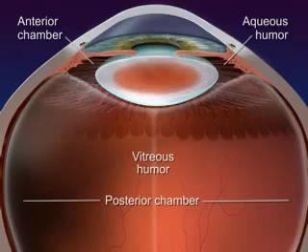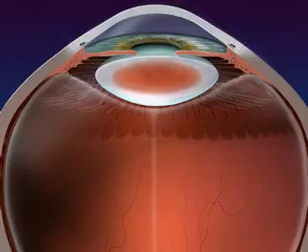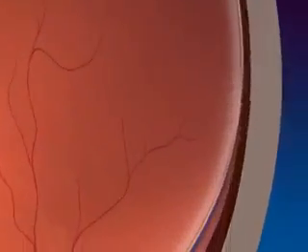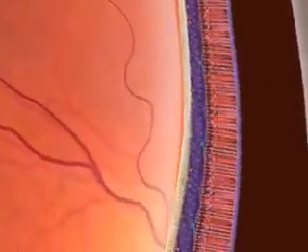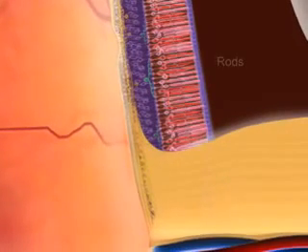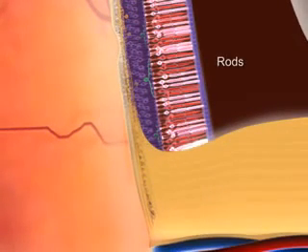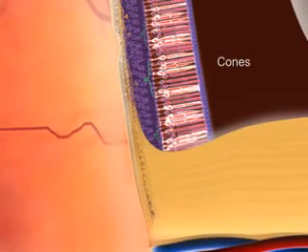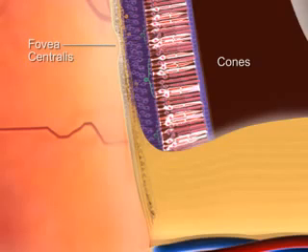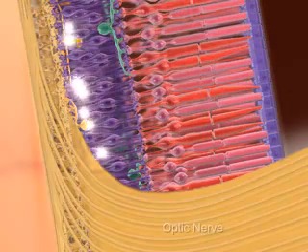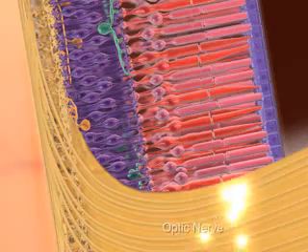The retina is the inner layer and contains the nerve cells, the rods and cones, and the bipolar cells. Rods are sensitive to light but do not sense color. Cones sense color. The highest concentration of cones is in the fovea centralis. The rods and cones synapse with bipolar cells, which then synapse with the ganglia cells whose axons form the optic nerve.